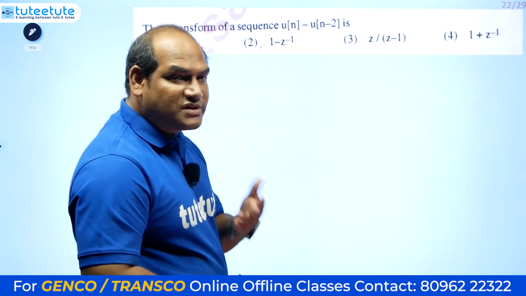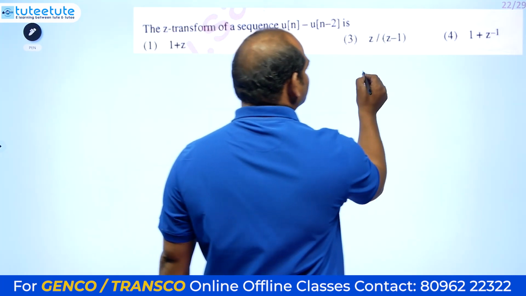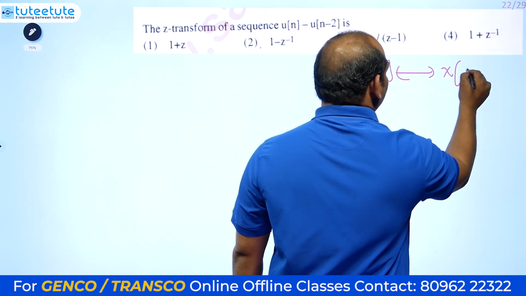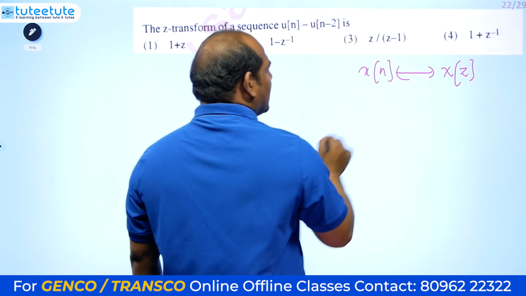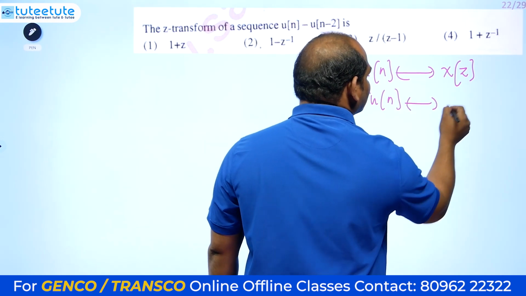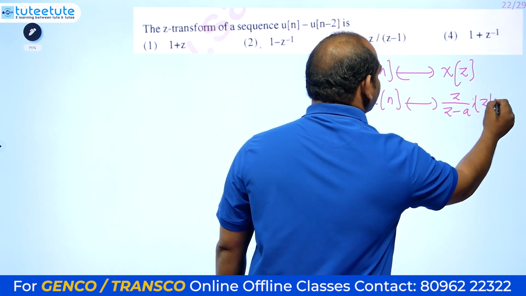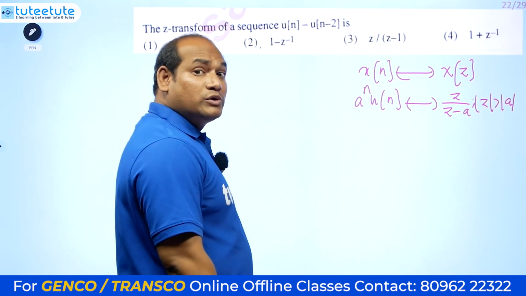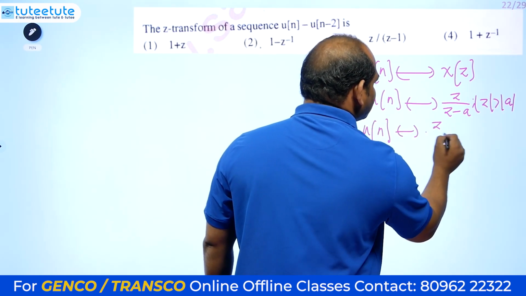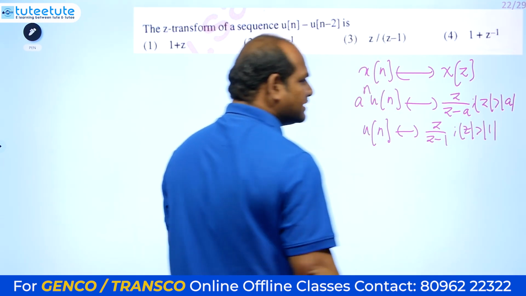Next one, the Z transform of the sequence x of n is equal to u of n minus u of n minus 2. So Z transform means, for example, x of n is there, its Z transform is given by capital X of z. And if you have, for example, a power n u of n, the standard signal, what is the Z transform? It is z by z minus a, with mod z greater than mod a. You take a equal to 1, then you will get u of n, that means z by z minus 1, mod z greater than 1. Like that we can get.